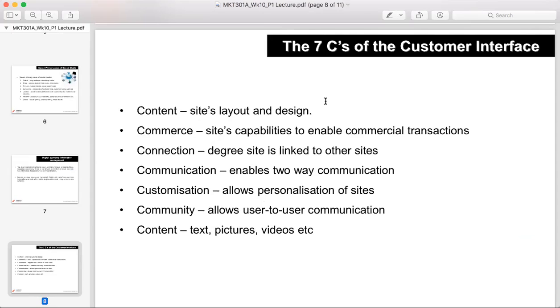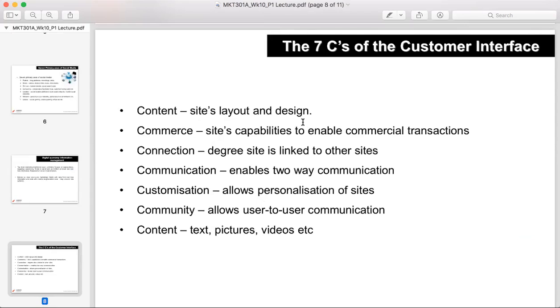And in terms of communications, it enables us to have two-way communication. And actually, some scholars also suggest it enables us to have multi-way communications, because the customers can communicate with other customers, and they can also communicate with our competitors aside from communicating with us. And customization, definitely, to allow the personalization of the site, so we personalize it to the customer's usage pattern. Community is an important aspect in the digital marketing campaign, in our digital marketing strategy.